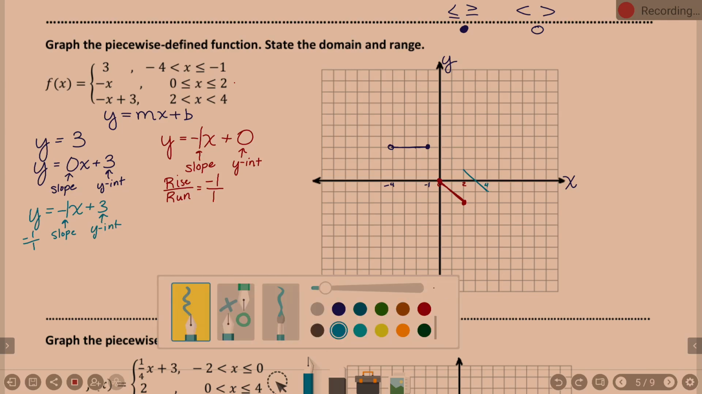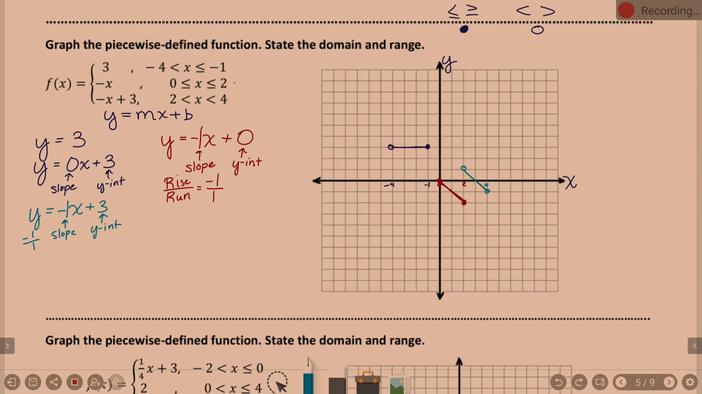And the question becomes, what kind of endpoints does that segment get? It's just 2 less than x, less than 4. There's no equal to. So they are both going to be open pieces. We still have to do domain and range, but that's what your graph looks like. It's 3 random pieces. Some filled in endpoints, some open endpoints.